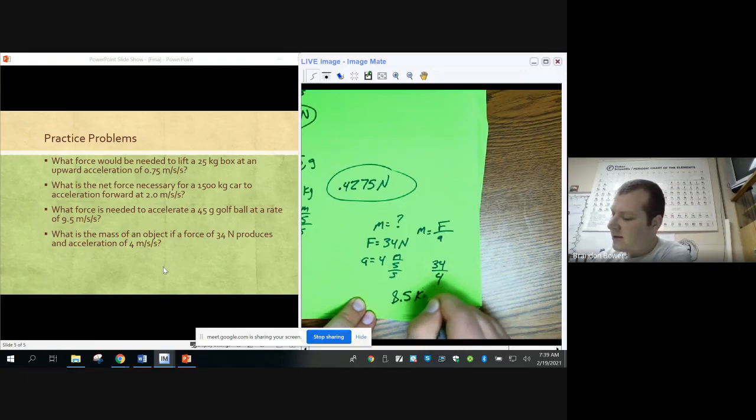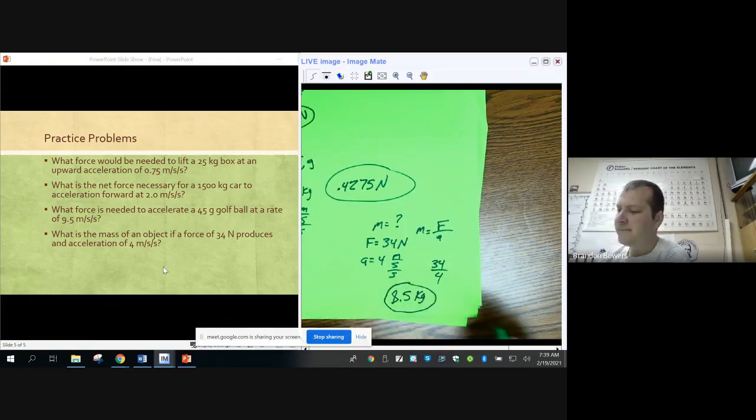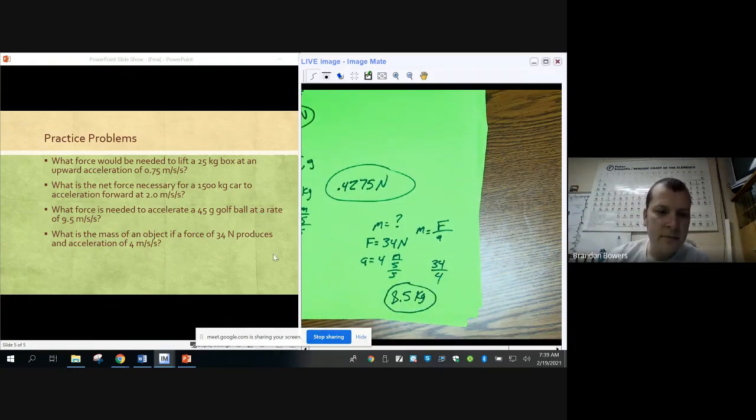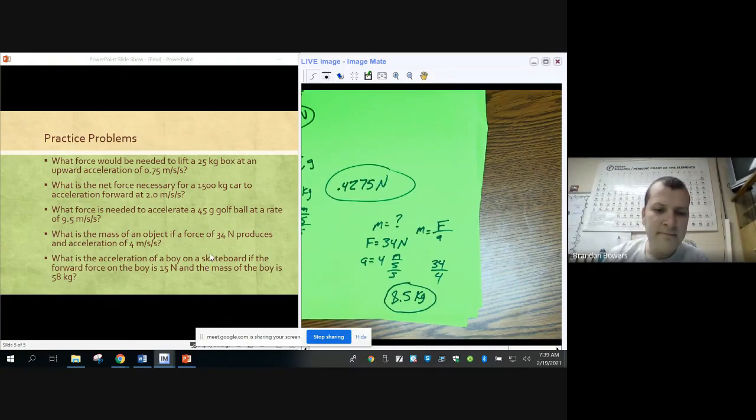Similarly, try this last one out on your own. Pause the video, please. Hopefully you got an answer of 0.26 meters per second per second.